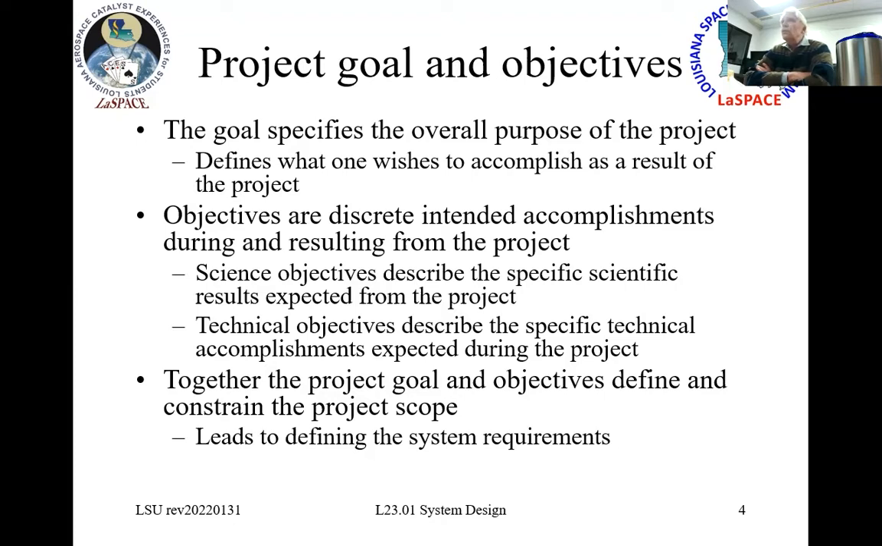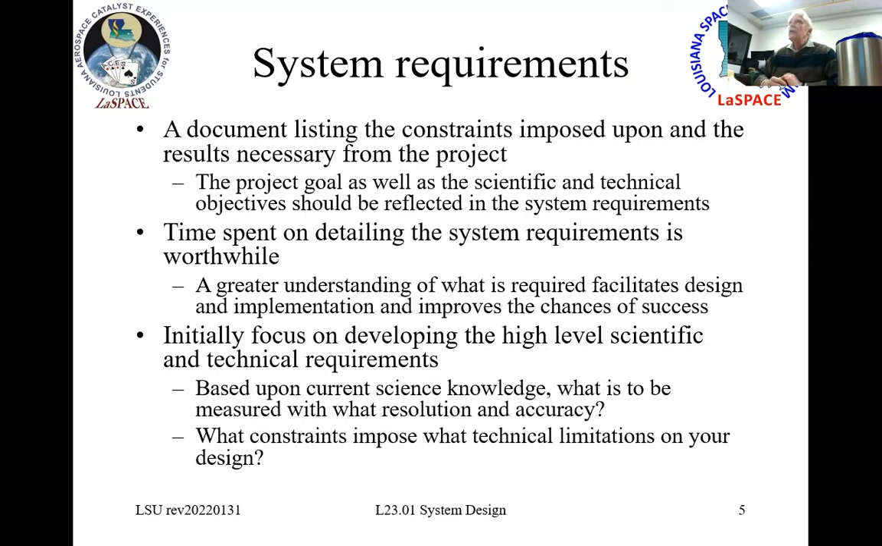This leads to defining your requirements, the actual statements of what is necessary in order to achieve those goals and objectives. Notice that I say these are the things that are necessary, not things that are desired or possible. Requirements are also not implementations. A requirement is not to specify a particular kind of battery. That's an implementation.